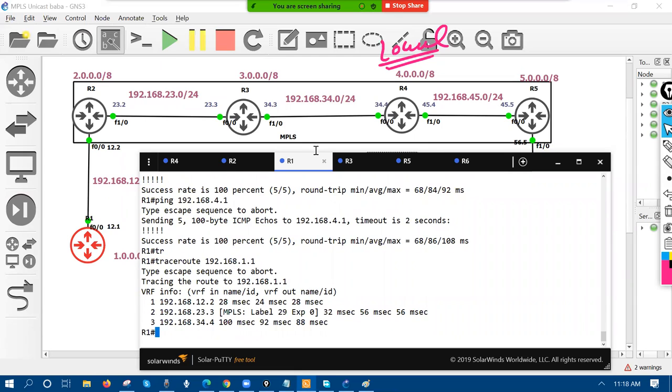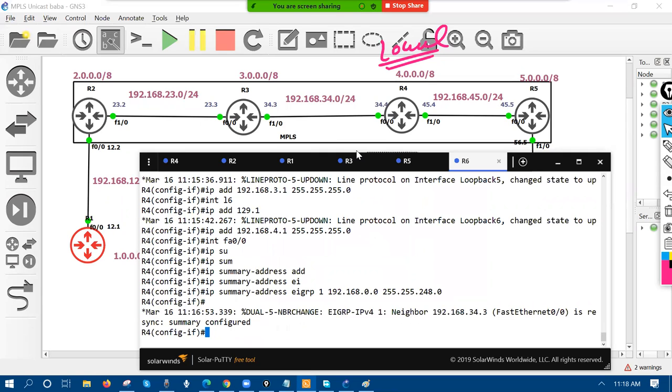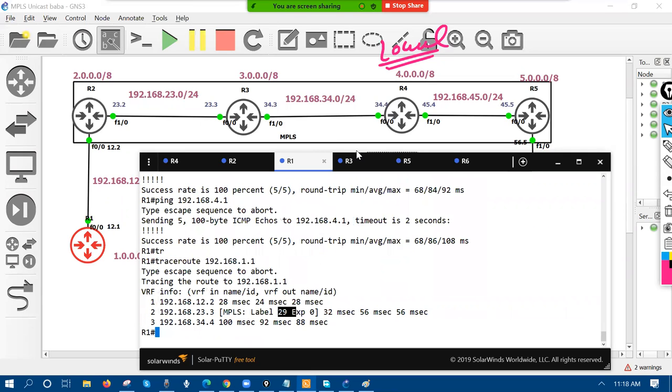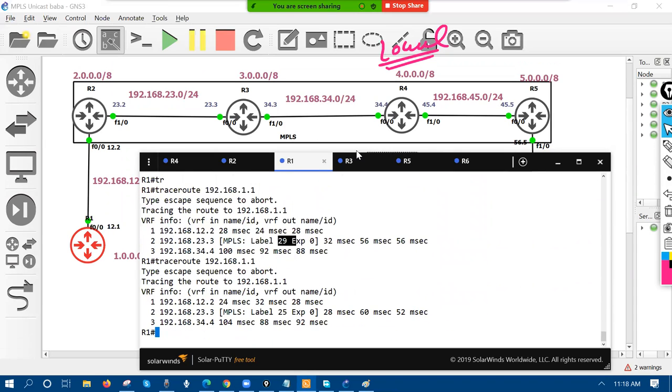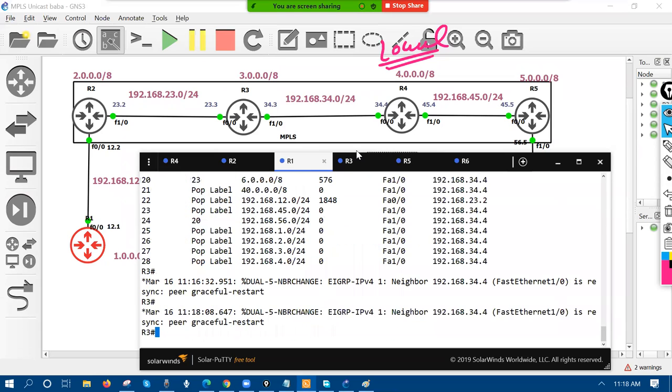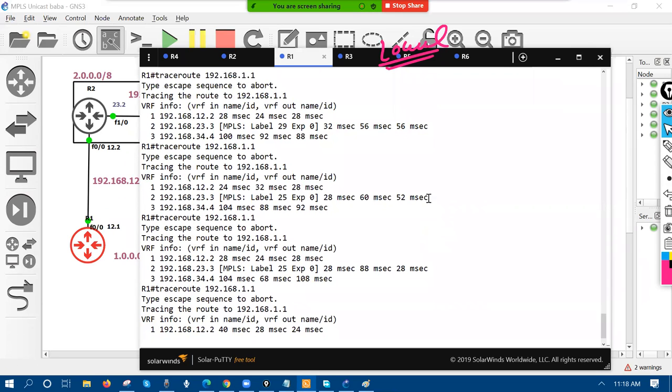What happened? R3 is assigning the label to this prefix, but not R2. If I remove the summarization, see the behavior, what happened?